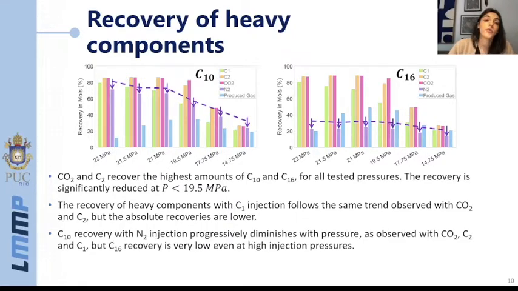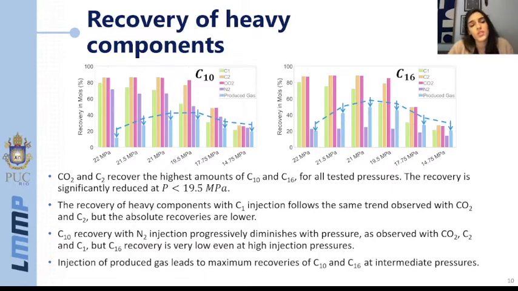Then we can see that the recovery with the N2 injection follows this same trend only for the decane case. And for the hexadecane case, the recovery for all tested pressures is very low and almost constant. And this indicates that when the N2, the nitrogen, is injected in the network, while it can revaporize the decane, it's not enough to revaporize the C16, so most of it remains trapped in the porous medium after the injection.